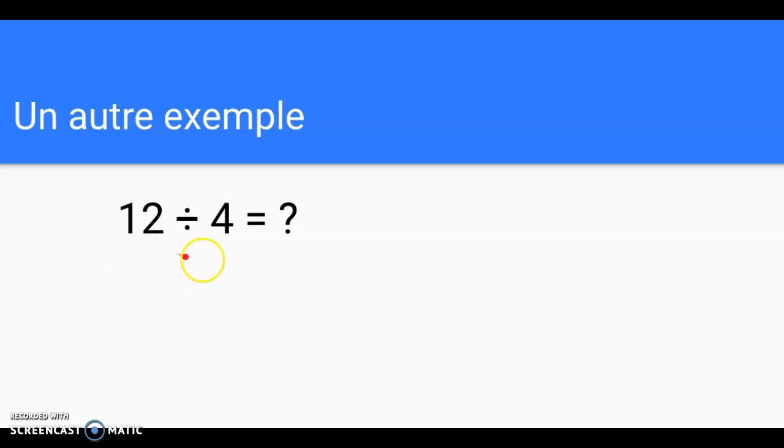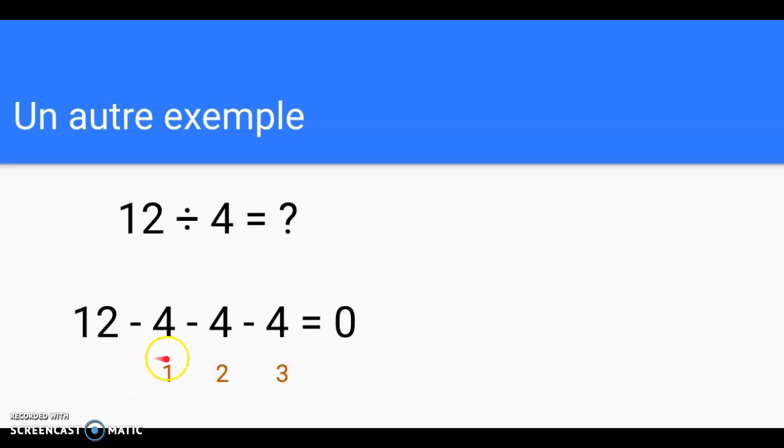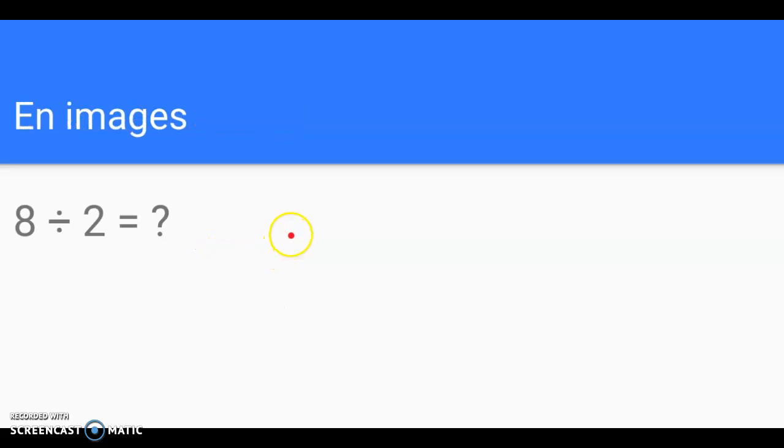This time we have 12 divided by 4. So we're going to do a repeated subtraction starting with 12 and subtracting 4 as many times as we need until the answer is 0. So 12 minus 4 equals 8. We're not at 0 yet. 12 minus 4 minus 4 equals 4, not at 0 yet. 12 minus 4 minus 4 minus 4 equals 0, and that's what we want. We want to get to 0. Now, if we count, we had to subtract the 4 3 times, which means that 12 divided by 4 equals 3.